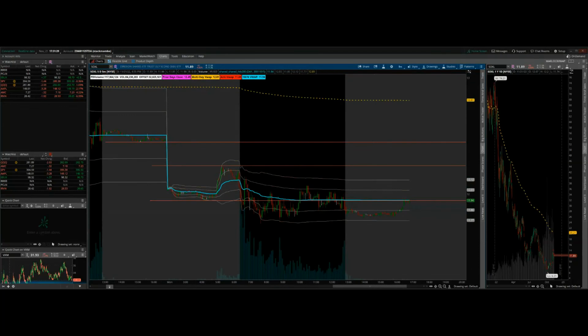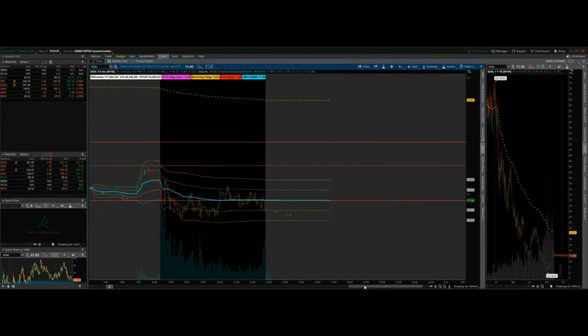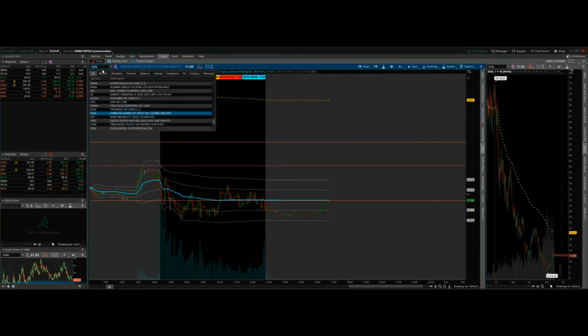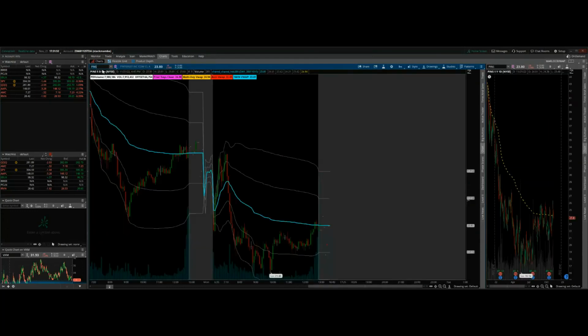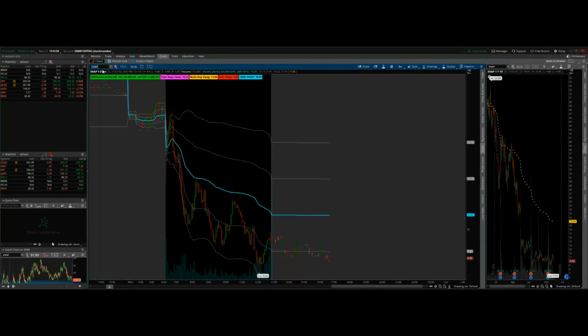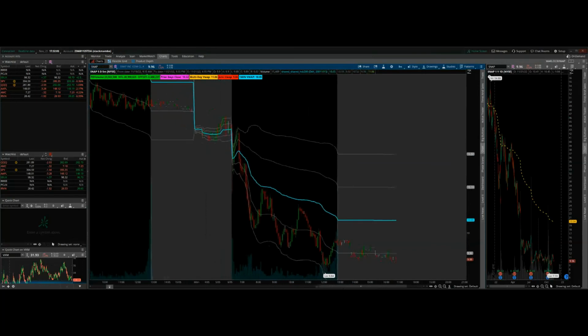Not to say that tomorrow it can't explode, because it looks like it's just consolidating here. So tomorrow I'll be looking for this to actually make a nice move. I think it would make a nice move tomorrow. Let's do real quick. Let me get a little action.